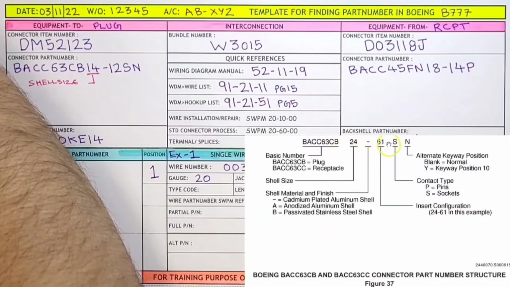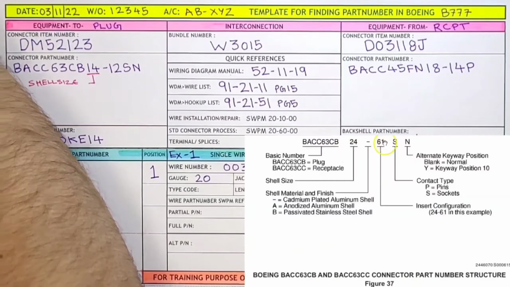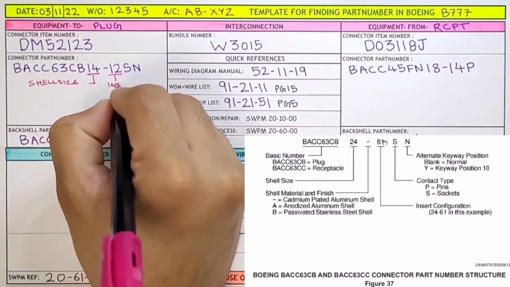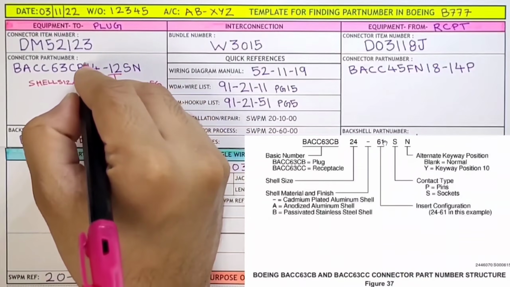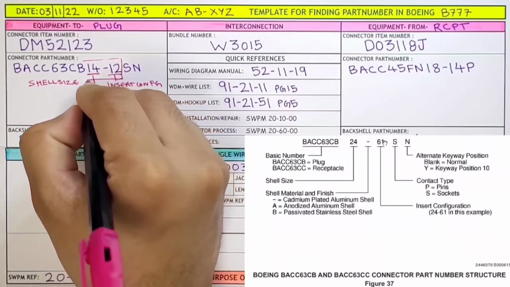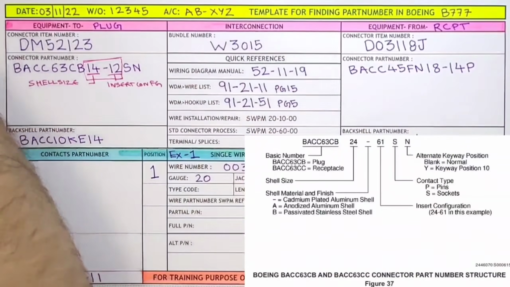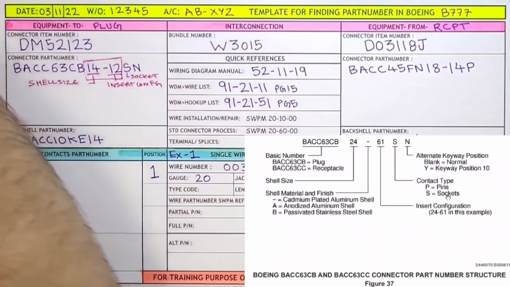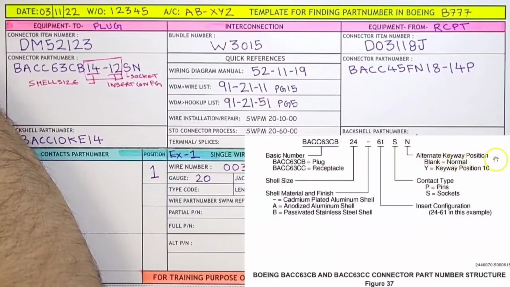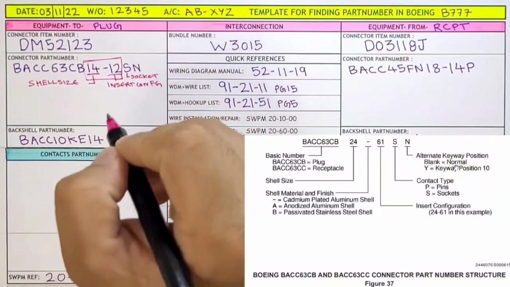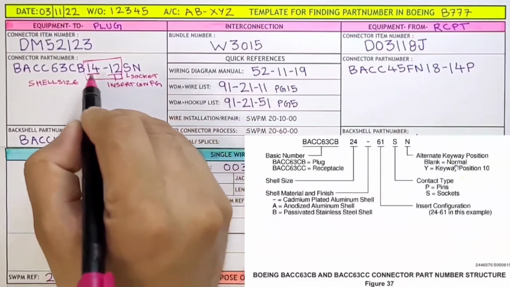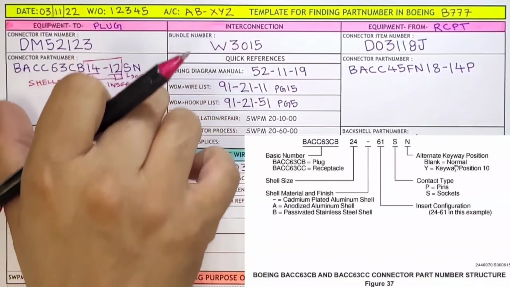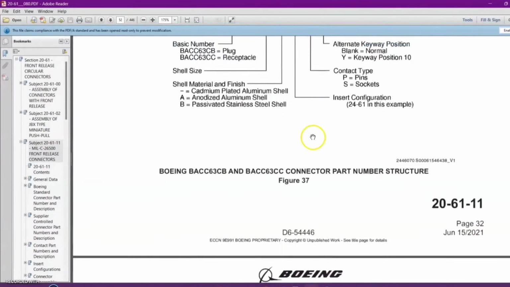The insert configuration is made of the shell size and this digit. Okay, so in our case it is the insert configuration, it is 1412, this one. Now S means socket, so I'll write down socket, and N means alternate keyway position. So this we are not bothered about as of now. Now the important thing is the insert configuration, which is 14-12 in our case, our connector. Okay, now we'll come down slowly.